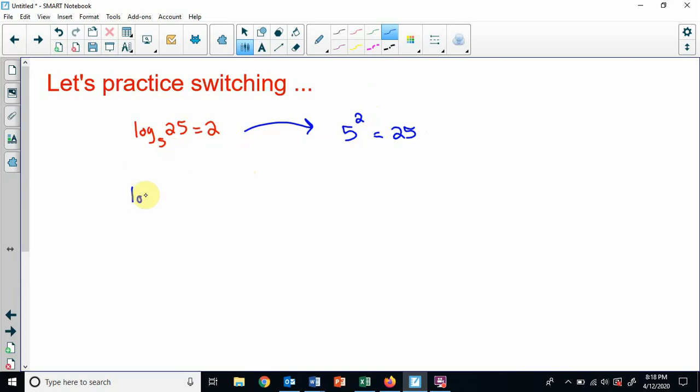I could even do fancier ones like log base 6 of 1/6. It's going to equal -1. Could you rewrite that as an exponential function? Yeah, what's the base? The base is 6.